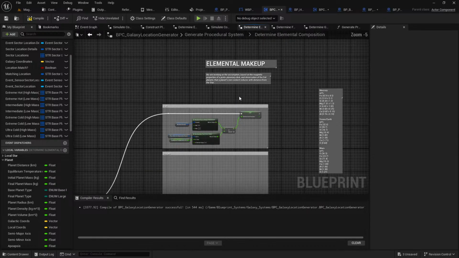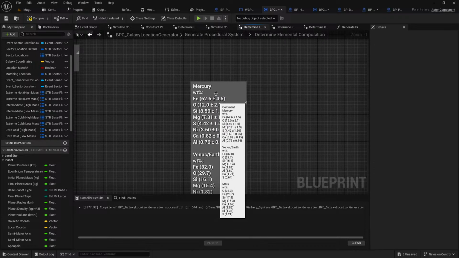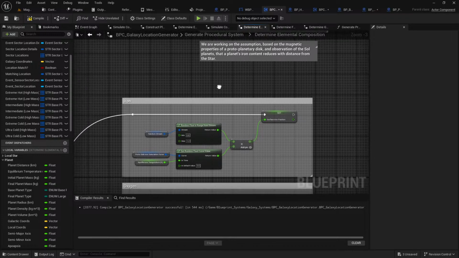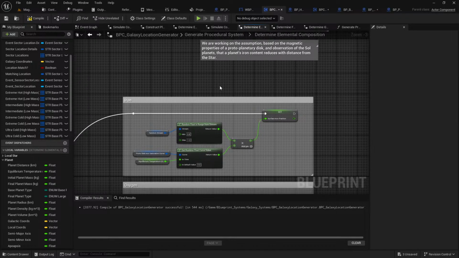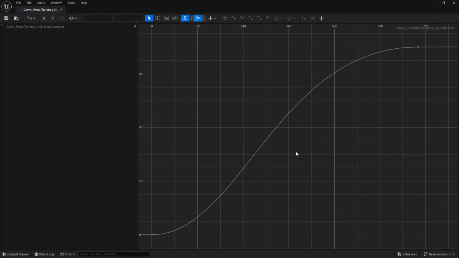The elemental composition: I've been researching all the various compositions of the solar terrestrial planets, and also looked at a really interesting paper that went into quite a lot of detail about the magnetic field of a star and how that affects the protoplanetary disk. And I was able to draw an iron saturation curve from that, which is nice and straightforward. Essentially the further away from the star you go, the less and less iron is available in the protoplanetary disk. And this scales pretty much perfectly, actually.